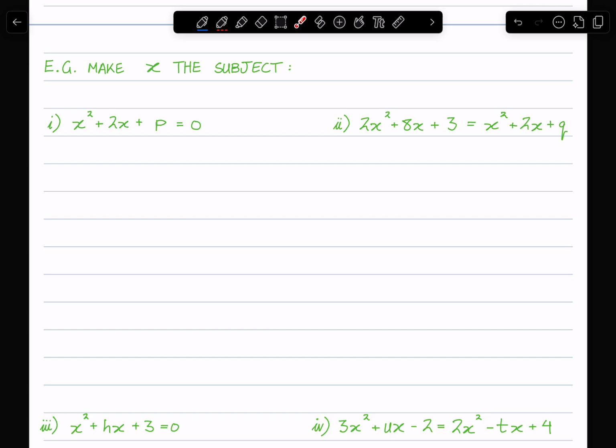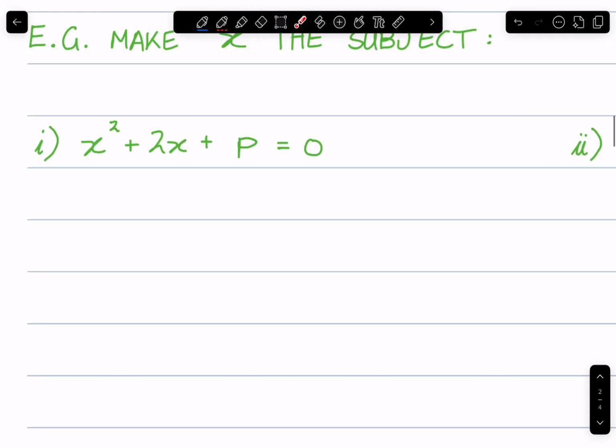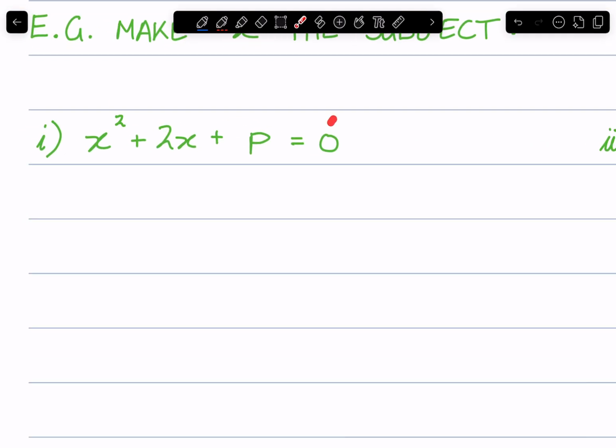Hello class, this is a video tutorial on making X the subject. In this one, we're looking at examples that have completing the square required. So here we go. Firstly, I'll demonstrate why we need to complete the square with this example.